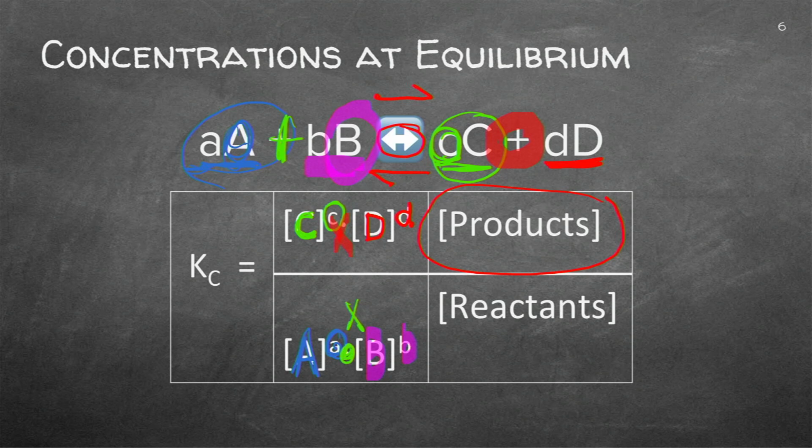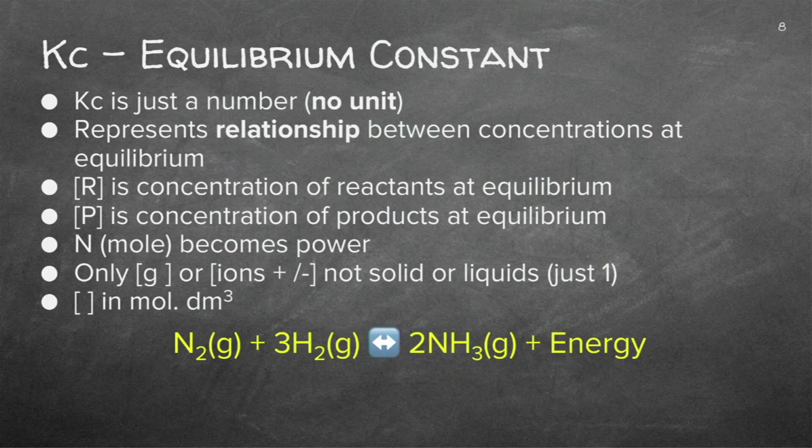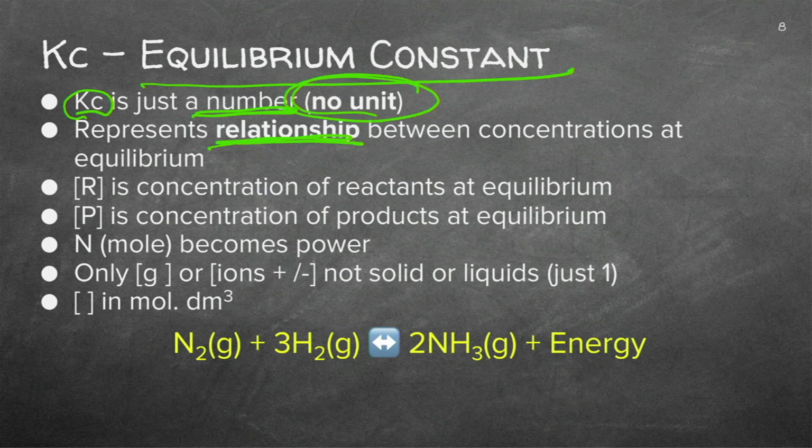So there's a few rules that you've got to know. Let's see if we can give you the rules quickly. Firstly, the Kc, or the equilibrium constant, is just a number. It's a relationship. Therefore, I have no unit. Well, let's have a look.